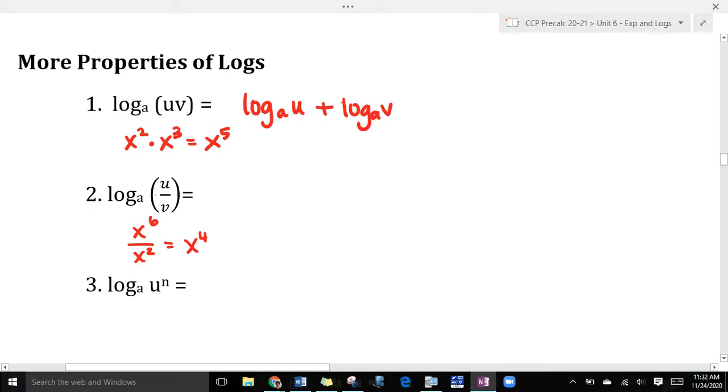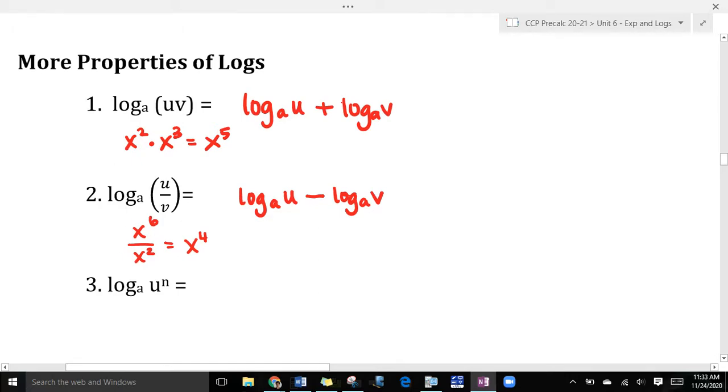If we are dividing our argument, let's split this up. So each piece of the argument gets its own log. Okay, log base A of u, log base A of v, but we're going to subtract the two logs. Okay, so a fraction within our argument turns into a subtraction of the logs. And again, it's just like the exponent rule.